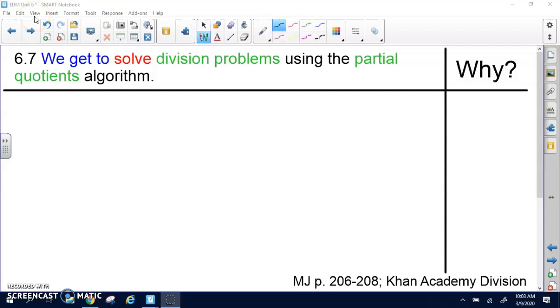Excellent. We're going to work on 6.7 today. We're going to be using the partial quotients algorithm to solve division problems. What is a quotient? Someone tell me. Raise your hand. Yes. The answer to a division problem.